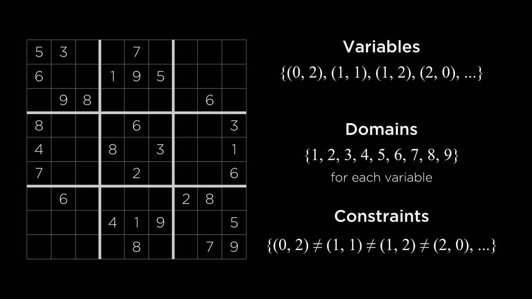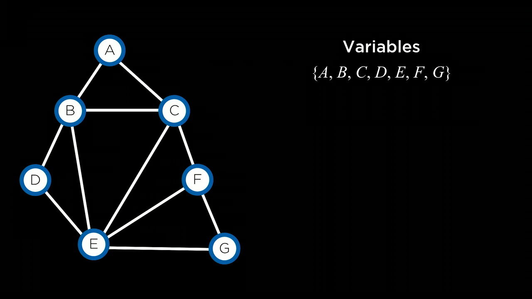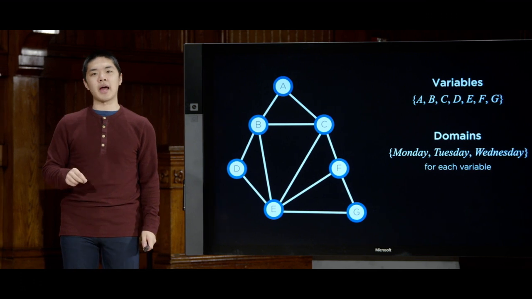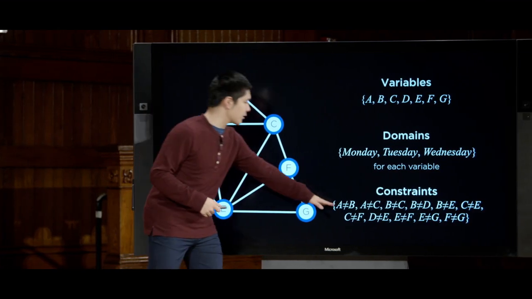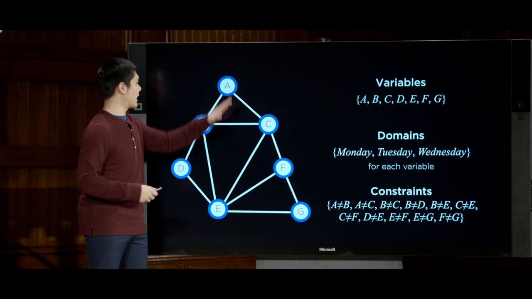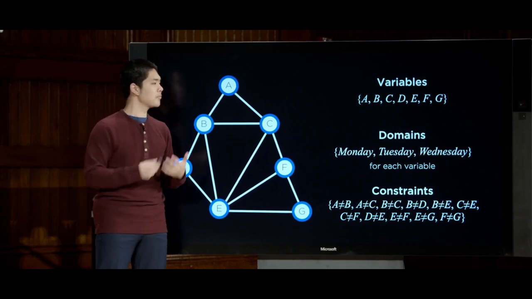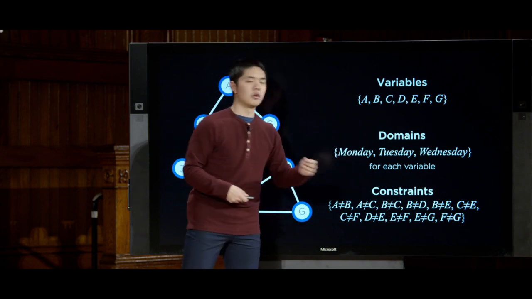And we can formulate the same idea in the case of this exam scheduling problem, where the variables we have are the different courses, A up through G. The domain for each of these variables is going to be Monday, Tuesday, and Wednesday. Those are the possible values each of the variables can take on, that in this case just represent when is the exam for that class. And then the constraints are of this form. A is not equal to B, A is not equal to C, meaning A and B can't have an exam on the same day, A and C can't have an exam on the same day, or more formally, these two variables cannot take on the same value within their domain.